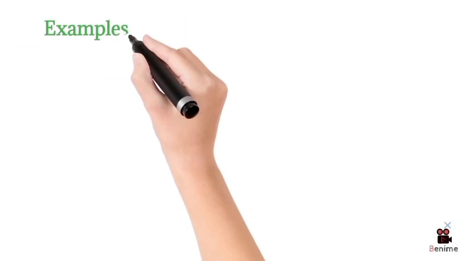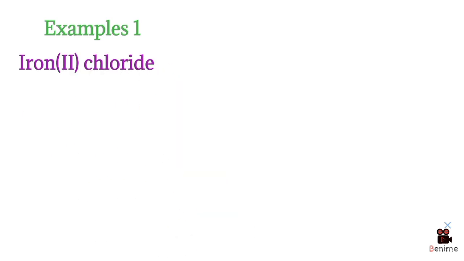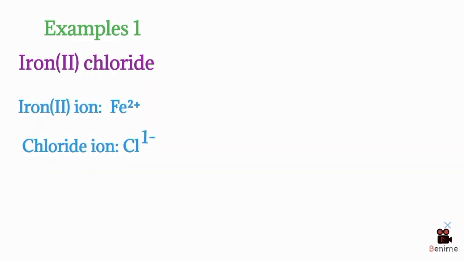First example, iron(II) chloride. This uses Fe2+. Chlorine has a -1 charge. To balance the charges, we swap the 2 from iron to chlorine, and the 1 from chlorine to iron, so the formula becomes FeCl2.